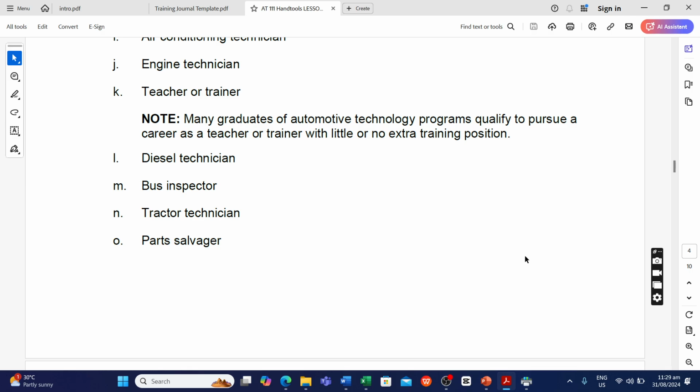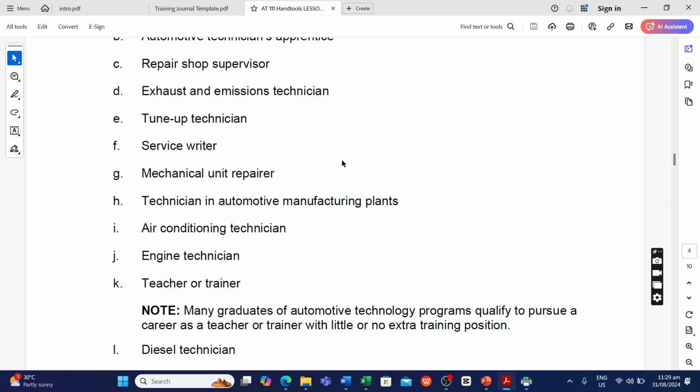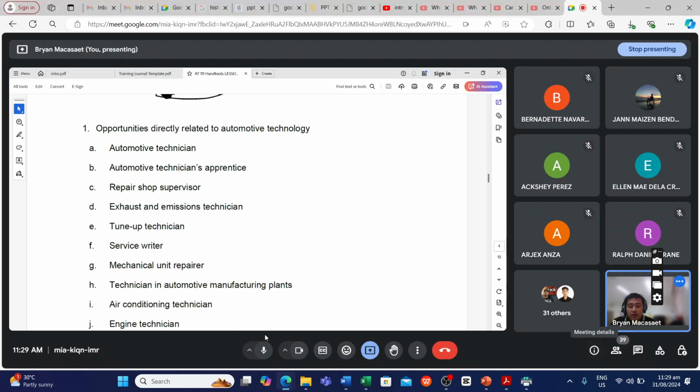Okay. Letter M, syempre bus inspector. Letter N, tractor technician. Letter O, parts salvager. Okay. And so many more. So marami pang mga automotive technology courses, kagaya ng halimbawa ay ano pa, body painter, di ba? Ano pa, anyone? Ano pa yung mga directly related to automotive technology na trabaho?